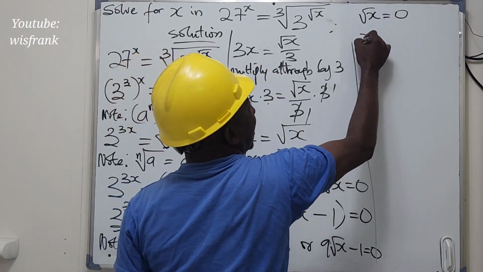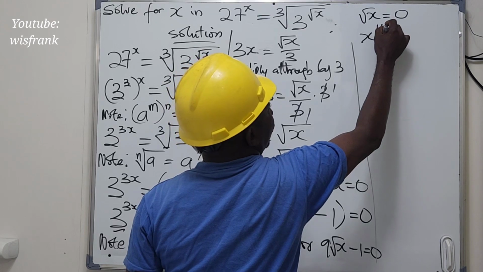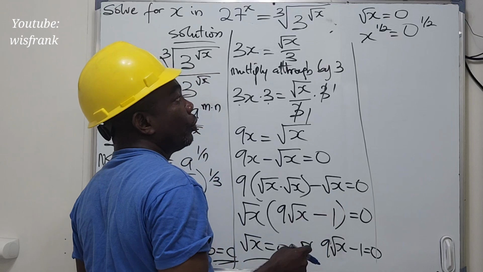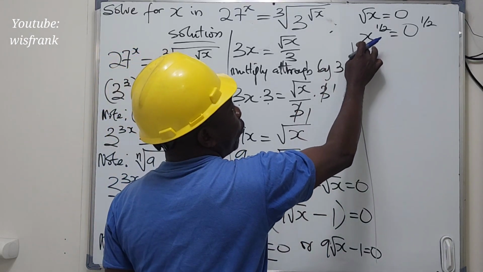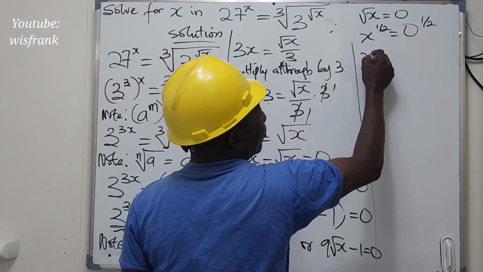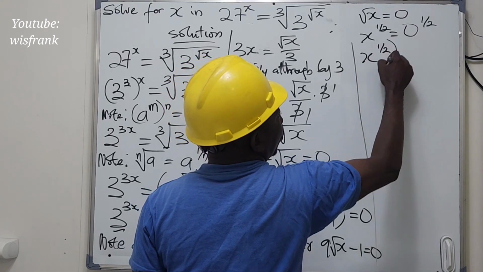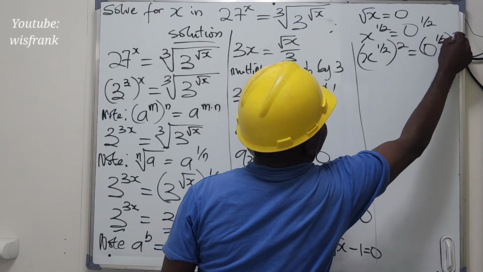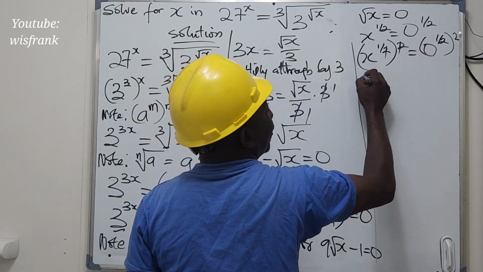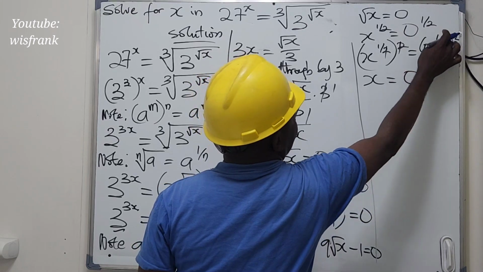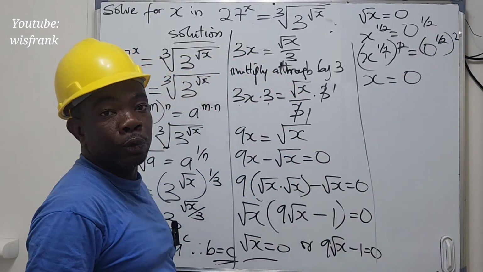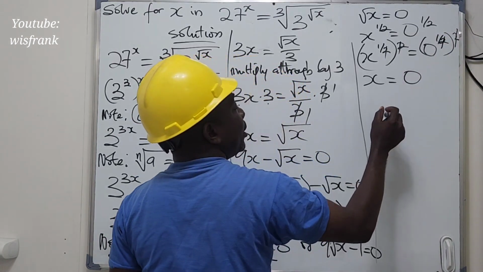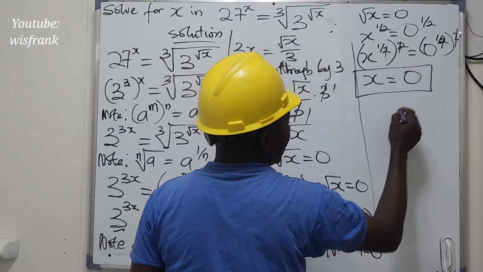Root x is the same thing as x to the power of 1 over 2 equals 0 raised to the power of 1 over 2. So in this case, if we square both sides, this will become x to the power of 1 over 2 all to the power of 2 equals 0 to the power of 1 over 2 all to the power of 2. So this will cancel here. Therefore, x equals 0, because 0 to the power of 1 over 2 times 2, this will cancel each other. So it remains 0. So this is the first value of x that we have.